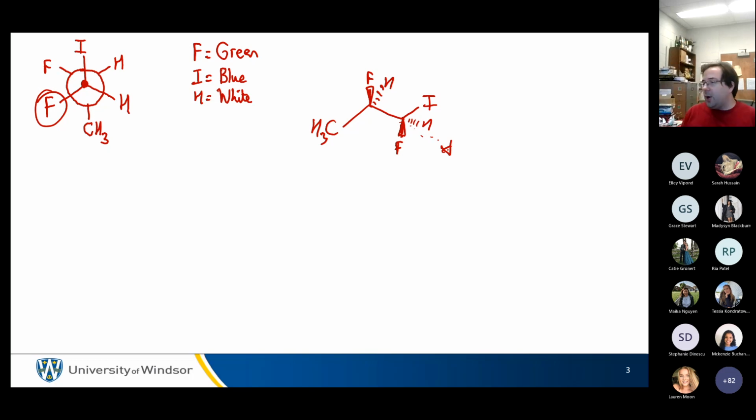Some chains are longer than 3 carbons. How do we know how many carbons there are behind? There's always only a single carbon. A Newman projection is always only looking down one carbon bond, so there's only ever 2 carbons.